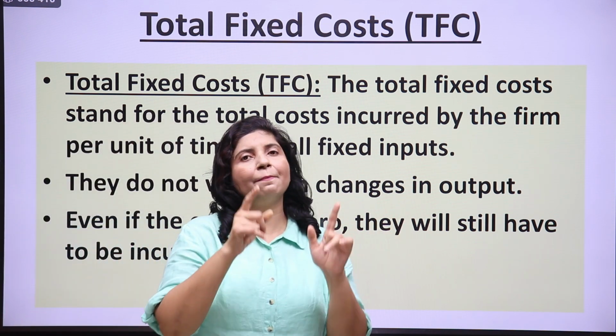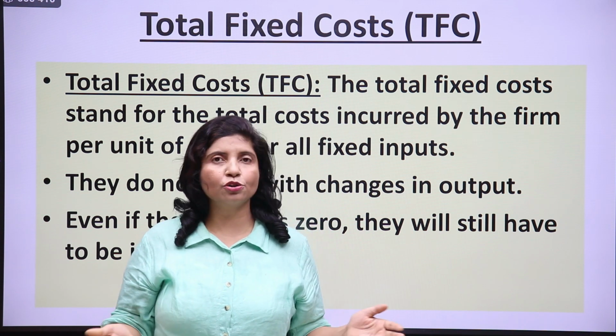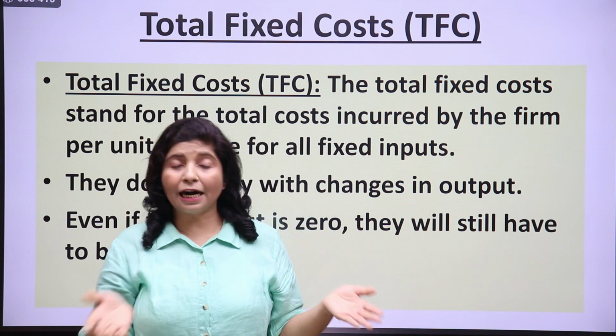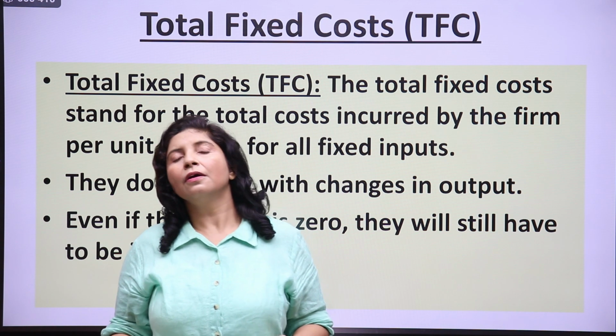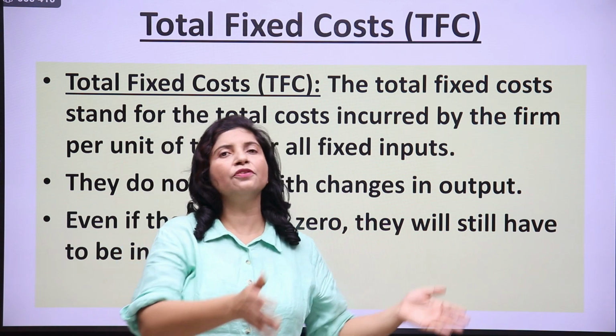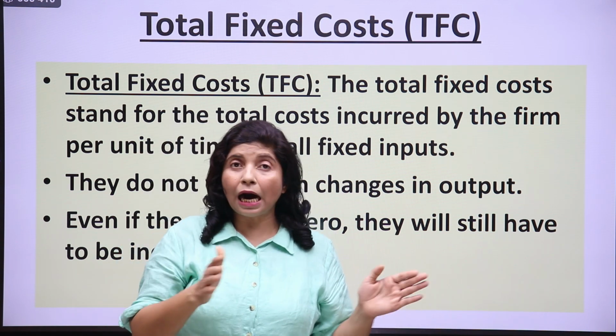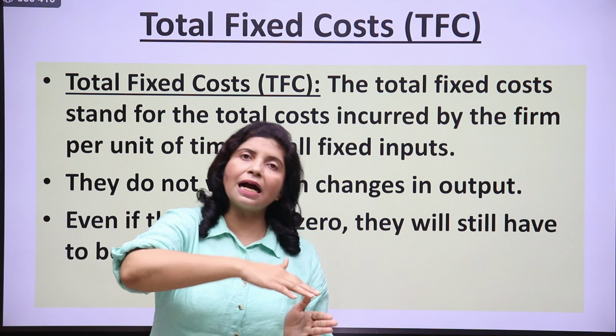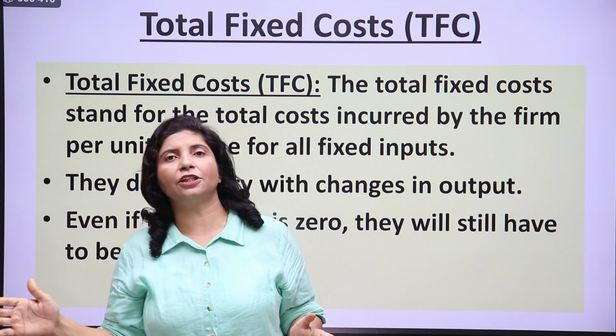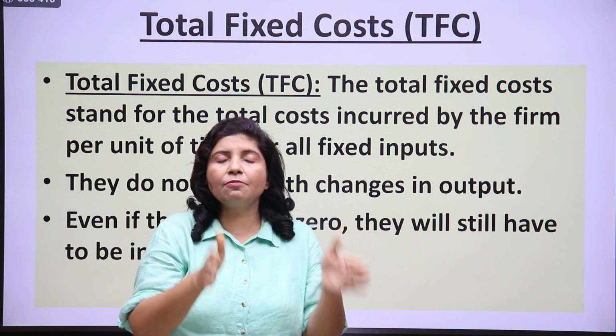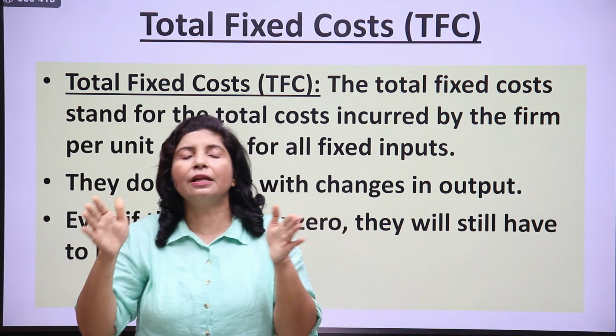You may produce only one packet of bread per day, then also you will use those machines, and if you are producing nearly 100 packets of bread per day, then also you will use those machines only, up till you attain the maximum production capacity of a machine. And what is the maximum production capacity of any machine?